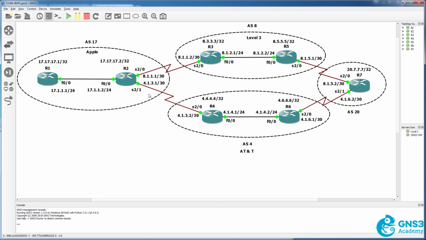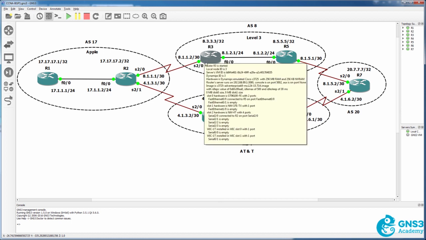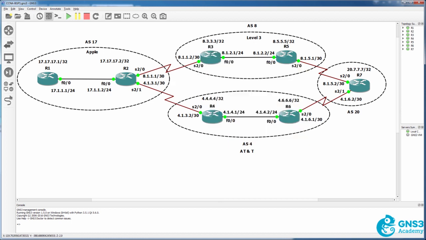So now let's configure eBGP between Autonomous System 8 and Autonomous System 17.